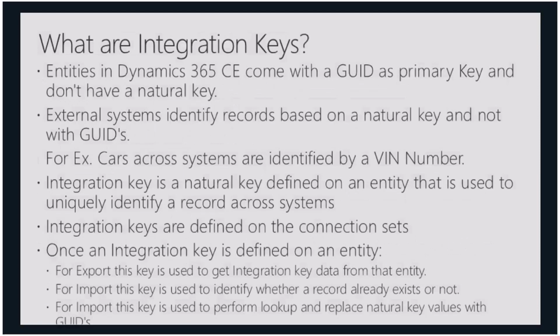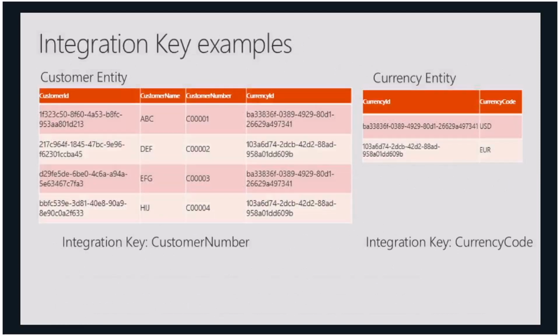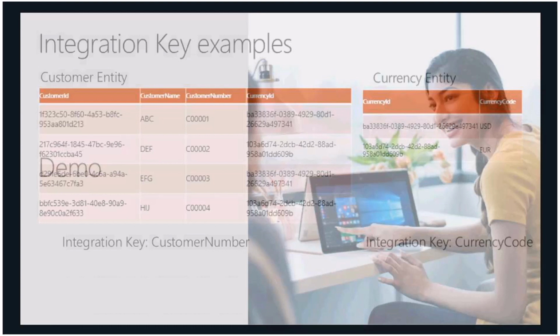So, as I mentioned, integration keys. Because CRM does not have natural keys, those integration keys we have to define on the connection set level. And after those are defined, for export we use it to get integration key data from that entity. And for import, that integration key is used to identify whether we have a duplicate record or not. Well, that's an example of integration keys for those entities. So these are the main concepts.